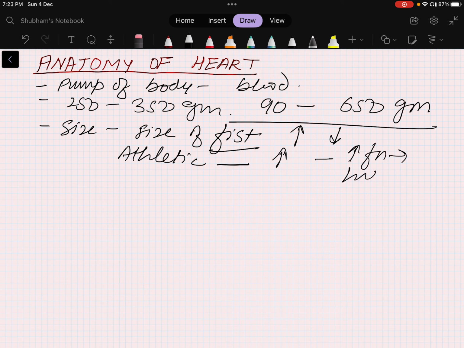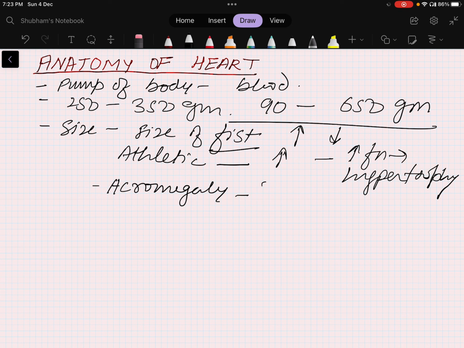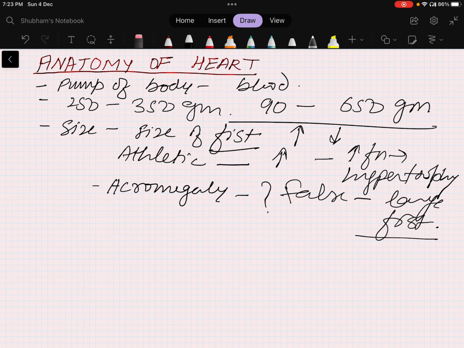There is hypertrophy of the heart. Or, for example, a patient has acromegaly. In that case, this correlation becomes false, as the patient may have a large fist, but the heart size may not correlate. So it's just a basic correlation of the size of the heart.